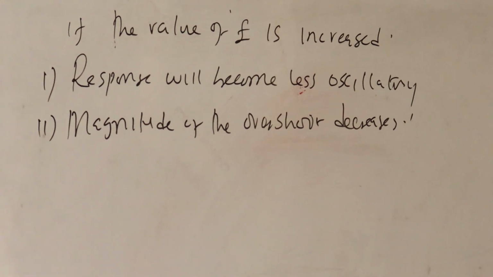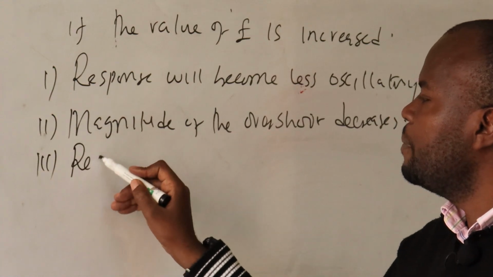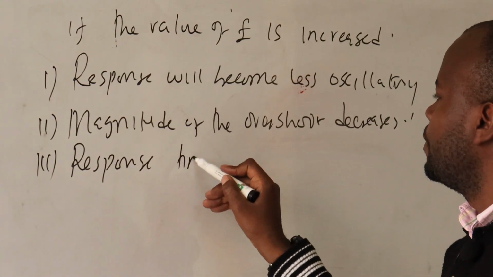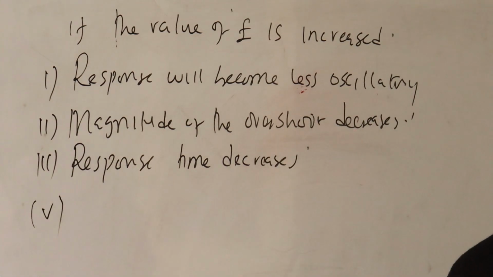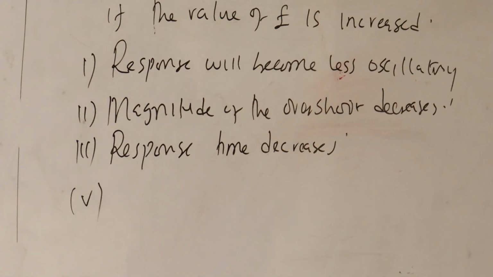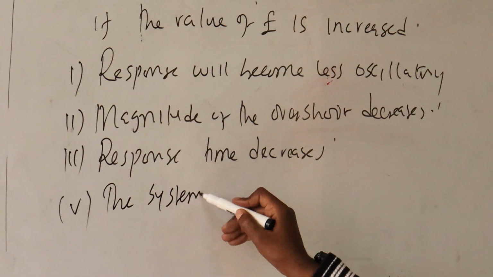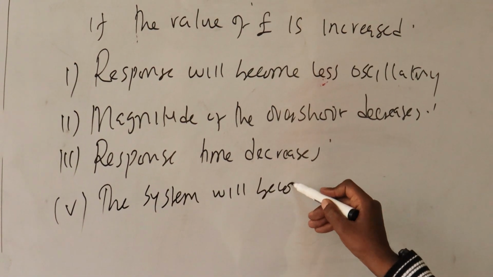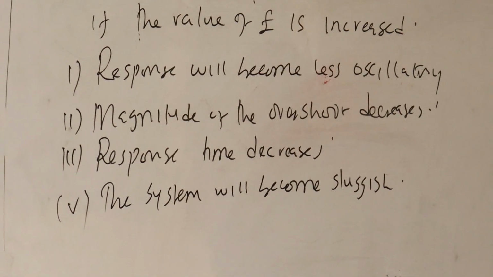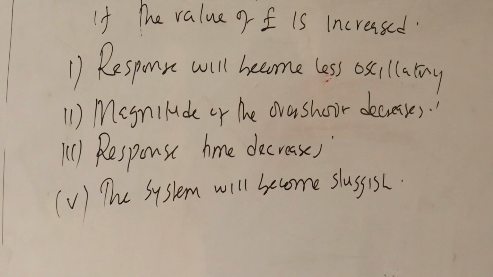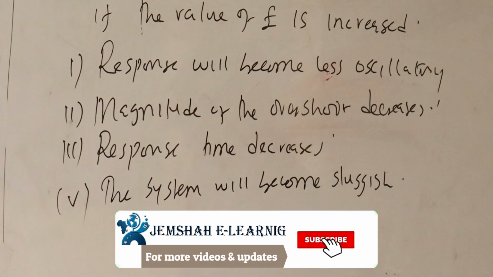Then the other one, we can talk about the response time. The time that it takes for it to respond, the response time, decreases. And then finally, we can say that the system will become sluggish. All these characteristics that we are talking about can be analyzed directly from the formula for the underdamped system.